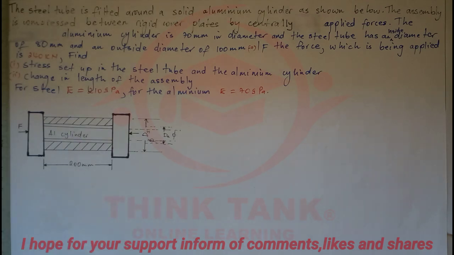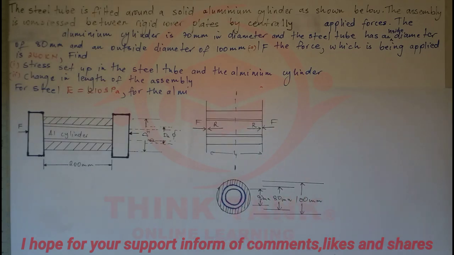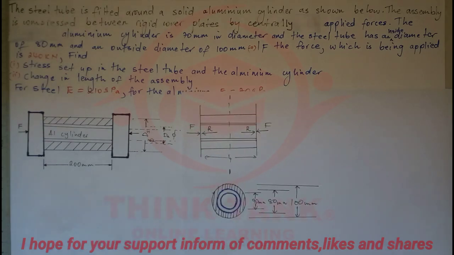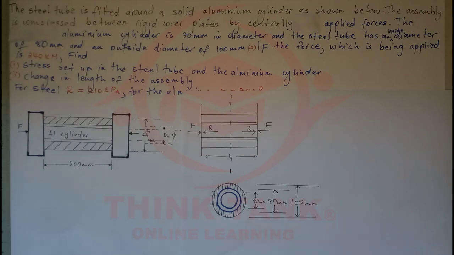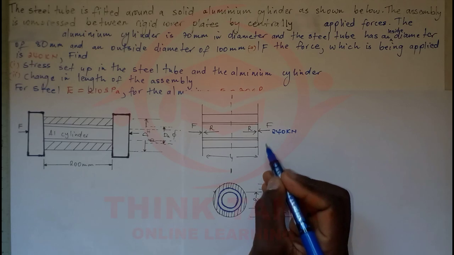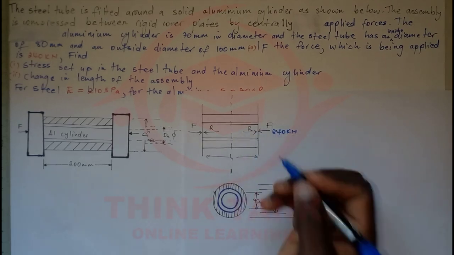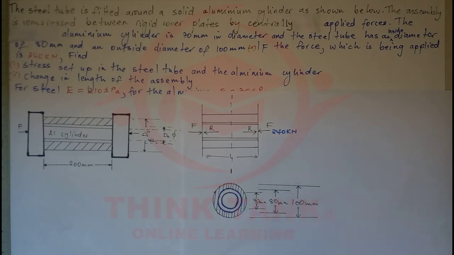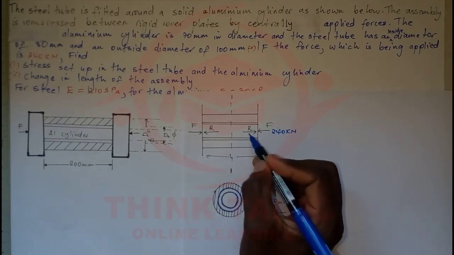So what we're going to do first of all is start by drawing a free body diagram. We know that this is a tube and it is being compressed, so I've drawn the force F, which is 240 kilonewtons, the force being applied. Against this force, we're going to have a reaction. Since the plate is rigid, meaning it is not going to move, there's going to be an opposing force, which is the reaction right here.